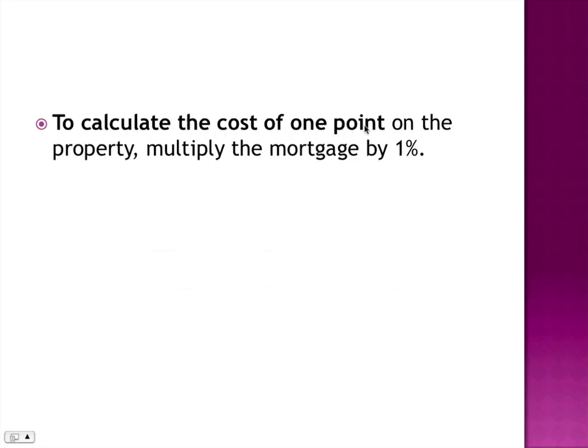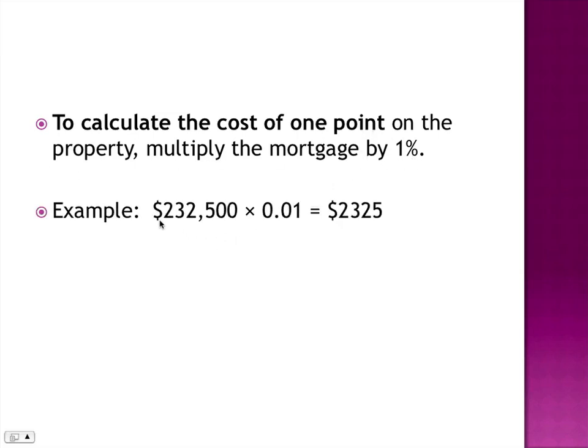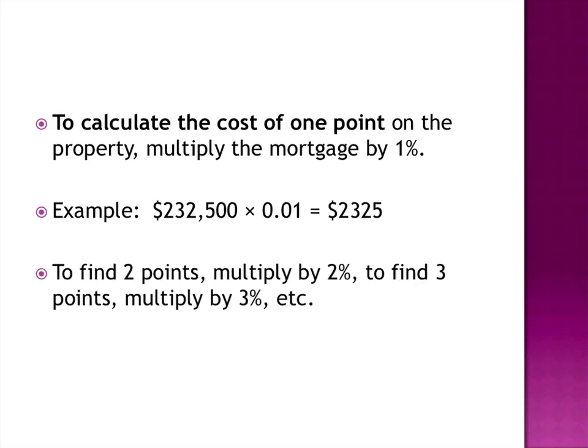Now, to calculate the cost of 1 point on the property, multiply the mortgage by 1%. So in our example, we had a $232,500 mortgage, and for 1 point we'd multiply by 0.01, and it gives us $2,325. Now, this is actually considered interest, okay? But it's paid up front before you can even take the loan out. So not only do you have to make your down payment, but you also have to pay these points before you can get a loan. To find 2 points, you'd multiply by 2%. To find 3 points, you'd multiply by 3%, and so on and so forth.